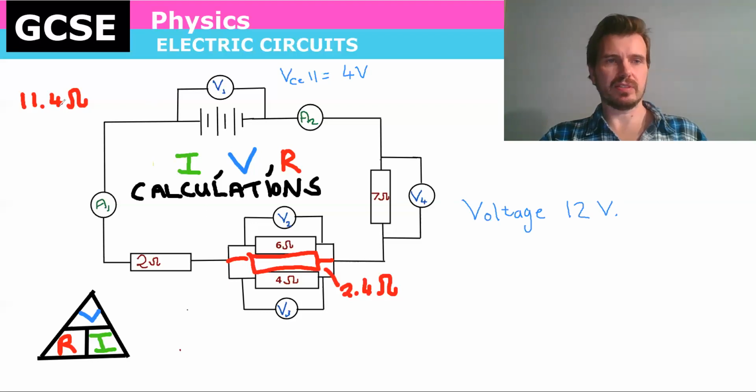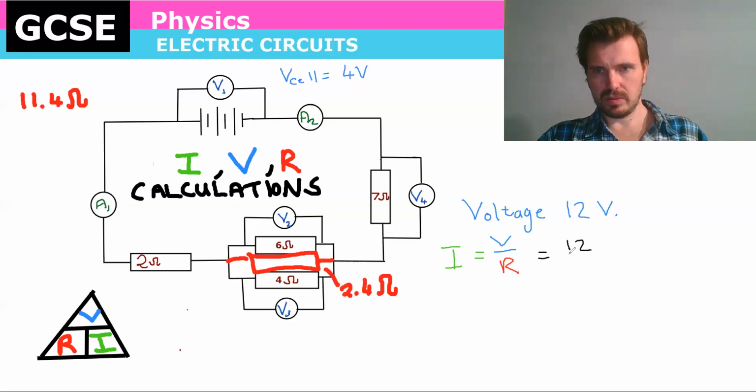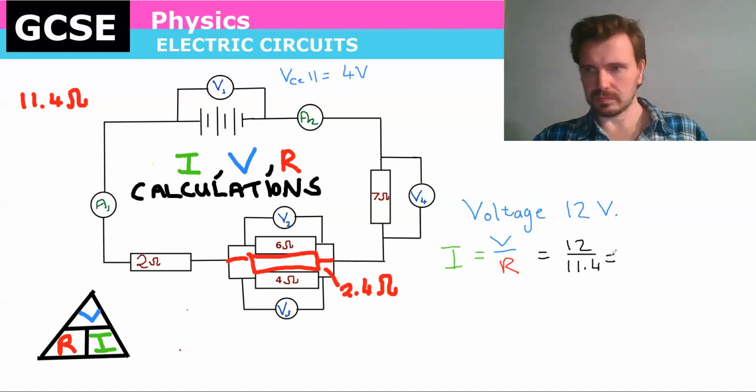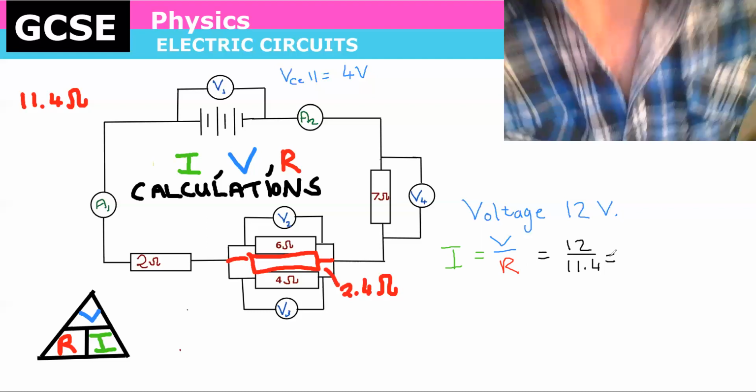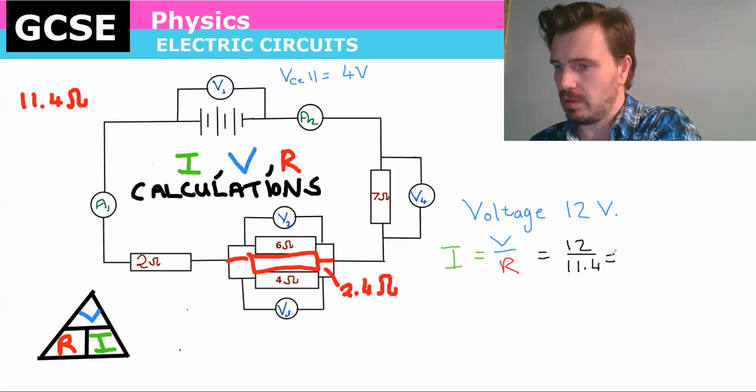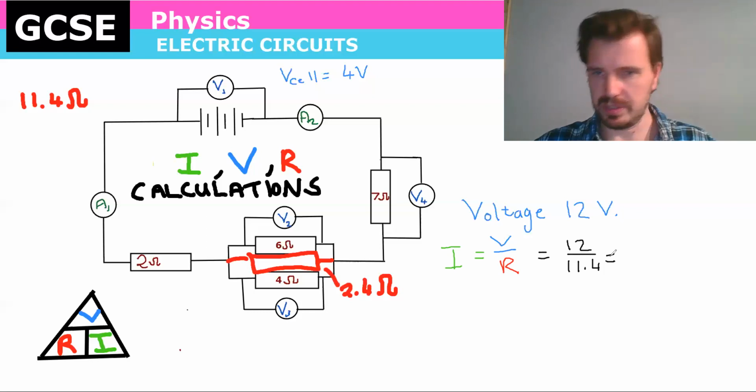Now, because we have the total resistance and the voltage, we can work out the total current. From our VIR triangle, we know that the current I is equal to V over R, which is equal to 12 over, the resistance was 11.4. We can calculate that quickly: 12 over 11.4 is 1.05 amps.